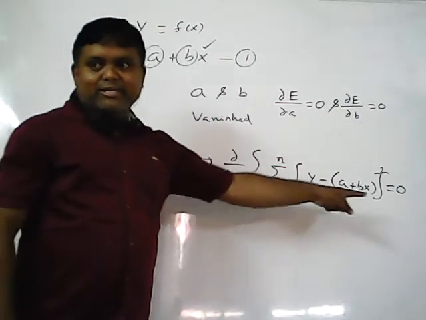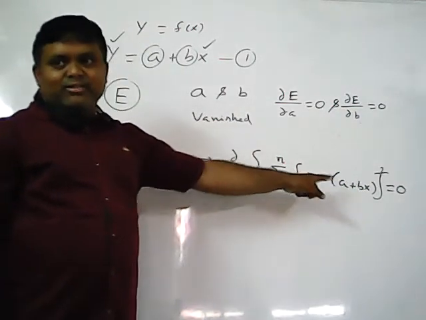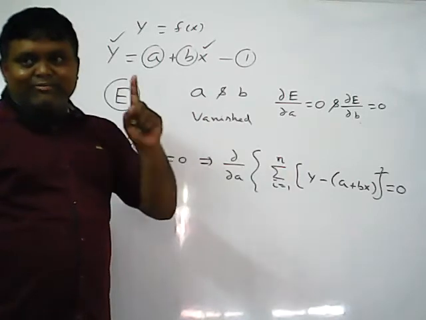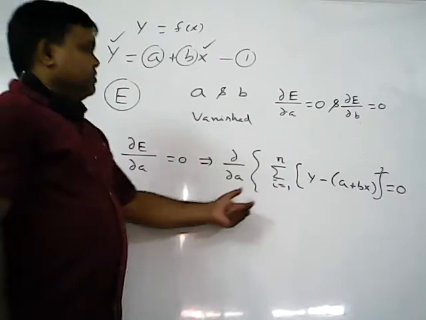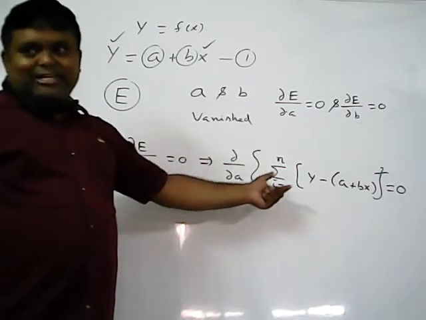Otherwise, simply you can write y minus (a plus bx). So y means y1, y2, and so on up to yn. x means x1, x2, and so on up to xn. Okay, so now we have to partially differentiate with respect to a.